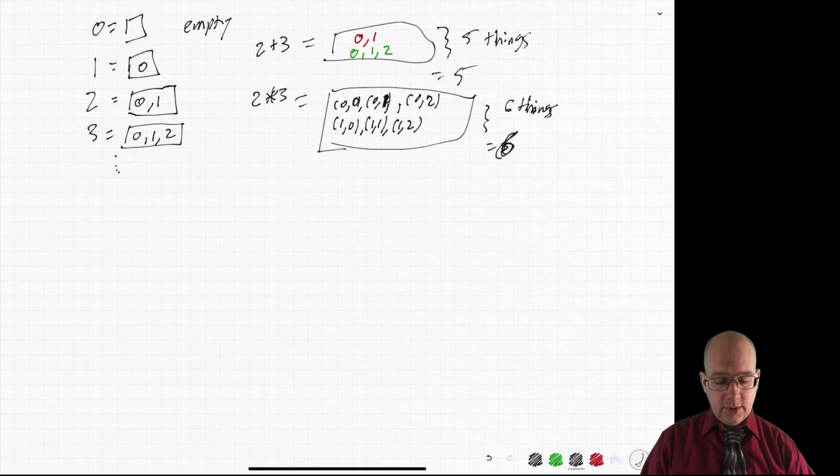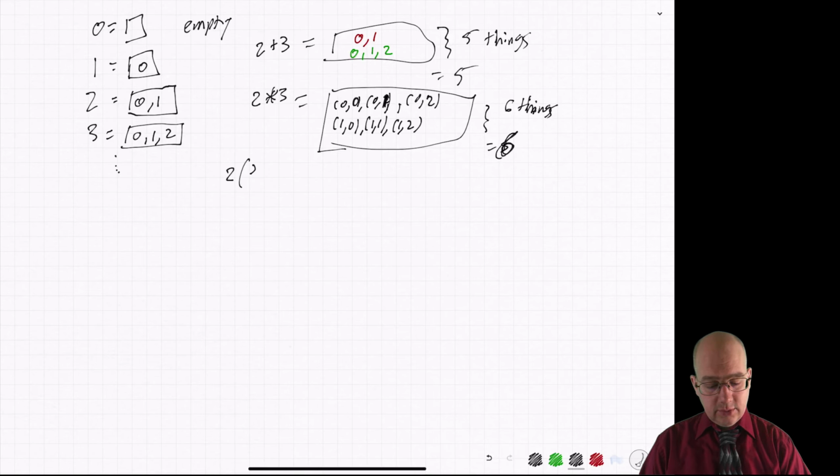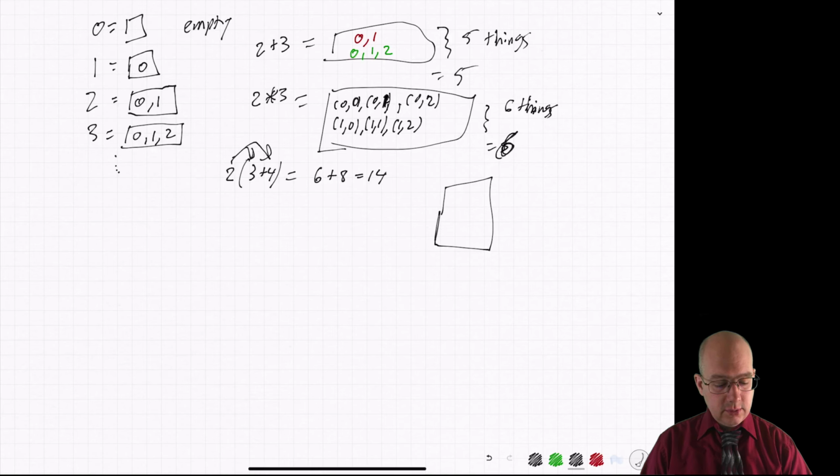And then there's the good old distributive property, which is like 2 times (3 plus 4). So that's supposed to be equal to 6 plus 8, equal to 14, right? So you distribute. Right? And the picture is basically, what is that picture?